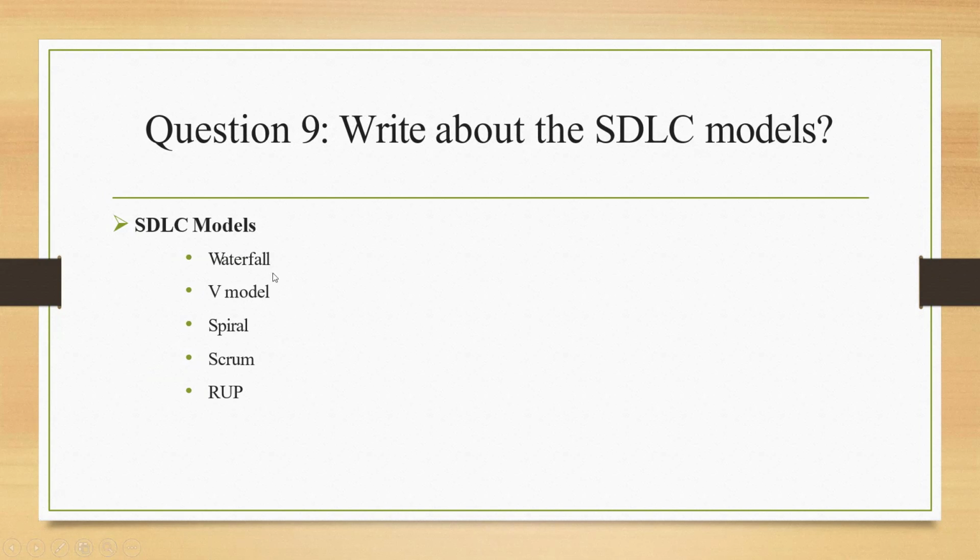The models we have are the waterfall model, V model, spiral model, Scrum framework, and the RUP model. These are the different models under different methodologies. Waterfall falls under sequential, spiral falls under the evolutionary methodology, Scrum falls under the agile framework, and RUP falls under iterative. In this question, you need to describe these models, for example, what the waterfall model is about. You need to give some description of every model, and keep the details about all the models in question number 9 in the document.